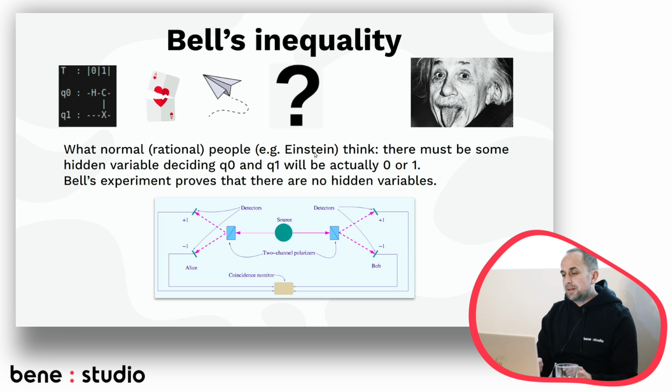Even Albert Einstein thought that some kind of hidden variable is there, which determines what the result of this qubit, 1 and 2, will be. Of course, both of them the same, but it should be determined by something. We don't know what, that's why we think it's random, but it's already determined. Later, after Einstein's death, unfortunately, Bell showed with Bell's experiment that it's truly random.